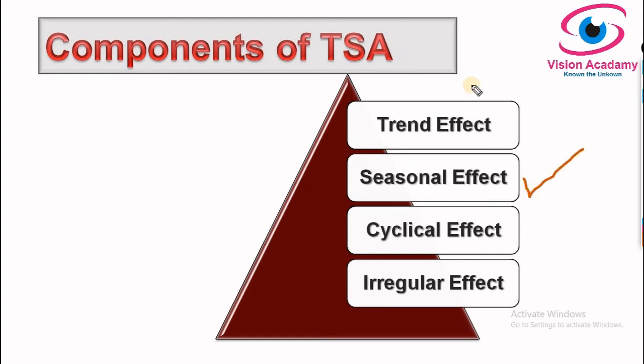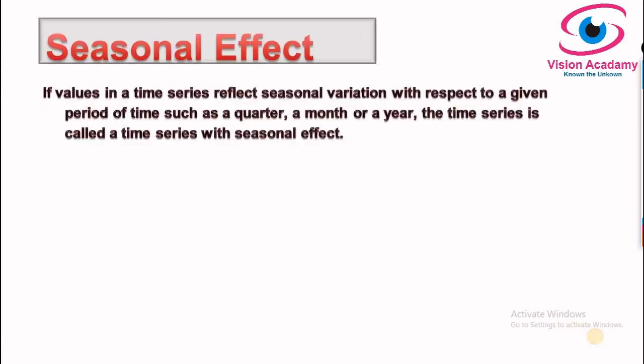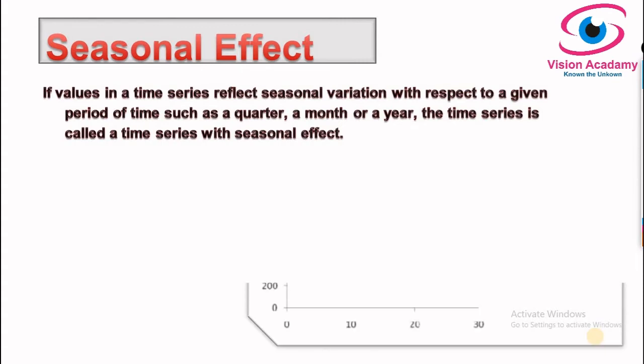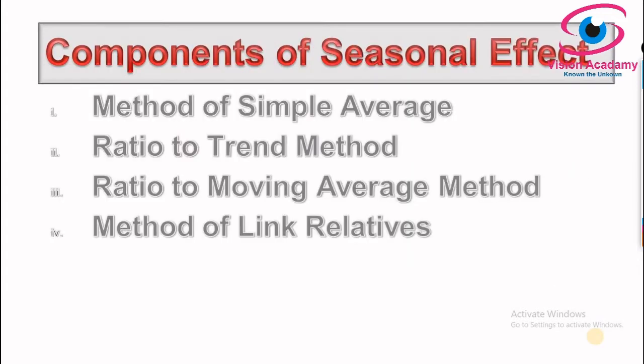In this we are dealing with the seasonal effect among the components of time series analysis. In the seasonal effect also we have several types. Season means we deal with monthly, yearly or quarterly variations. So we have some methods for the seasonal effect. One is the method of simple average, which I explained in my last video. You can find that video link in the description box.